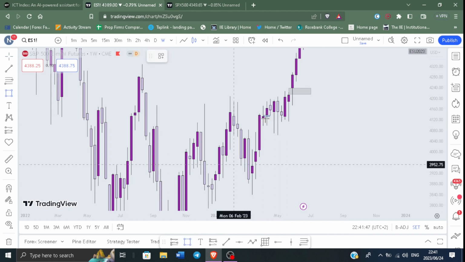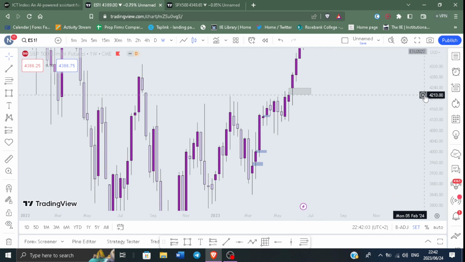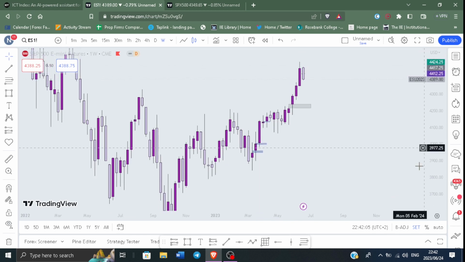Another one right here, volume imbalance. This over here, volume imbalance. So as you can see, it's not really that difficult to look for volume imbalance. They're everywhere in the market.